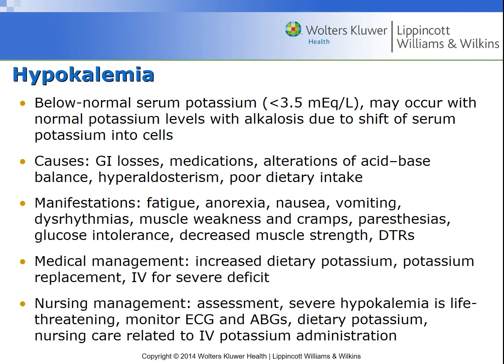Nursing management is going to assess. Your biggest thing is putting eyes on your patients because, again, if they're actually having the fatigue, they're actually having the muscle weakness and the cramps, you can start to kind of think the idea maybe is that their potassium is too low. Severe hypokalemia is life-threatening, and that's because your body does need the potassium to function. You're going to monitor ECGs and ABGs. So for someone who does have less than 3.5, again, it could cause dysrhythmias, and an ECG or an EKG can actually tell whether or not something is not beating correctly.